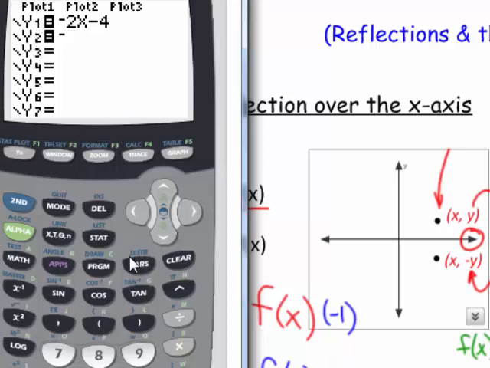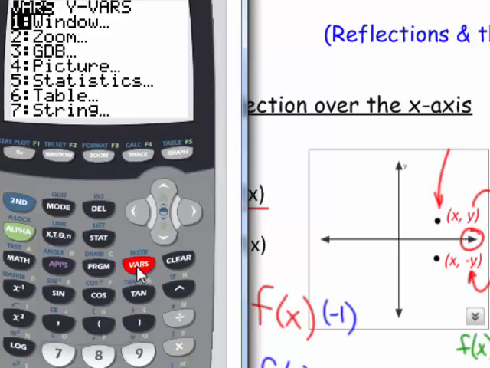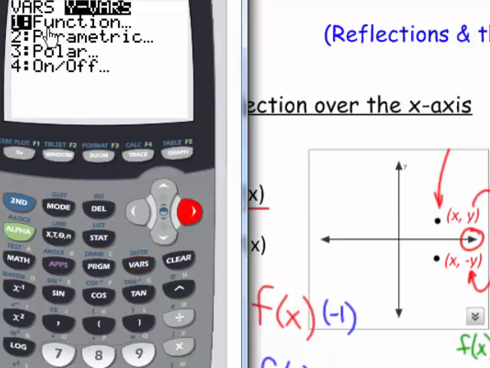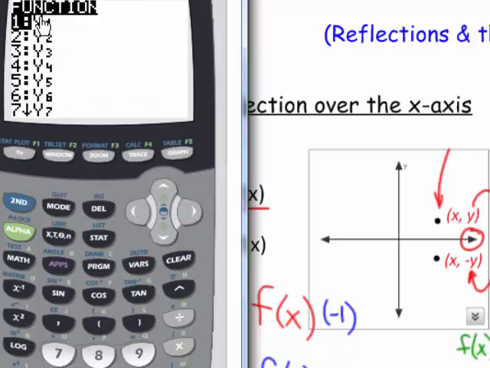To do that, we have to go into our variables selection here. So we go to vars, and then we have our y variables. This is where we can find it. So I got to scroll over and go into y vars, and we're just going to go into our functions. That's what we're dealing with, right? Functions. And we're negating y1. So I'm going to hit enter.